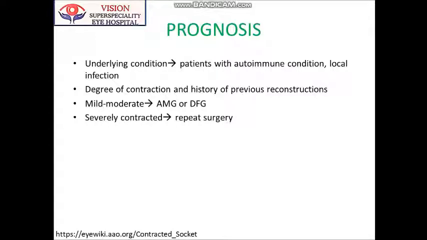Several factors predict prognosis of the reconstruction procedure. First is the underlying condition which caused the contracture, which could be an autoimmune condition for which systemic medication should be started to prevent conjunctival scarring, or a local infection which needs to be treated first. Second is the degree of contraction and the number of previously performed reconstructions, which has a negative impact on the expected surgical outcomes. Mild to moderate sockets tend to get better with EMG or DFGs, while severely contracted sockets may need repeat or even staged procedures over a period of months to years to allow for full reepithelialization.